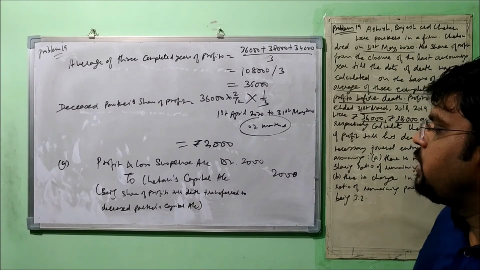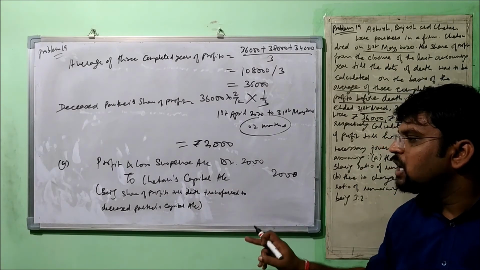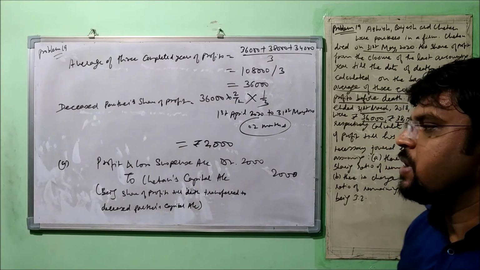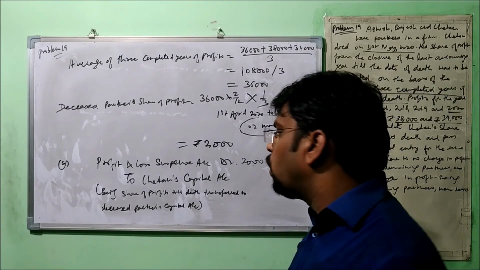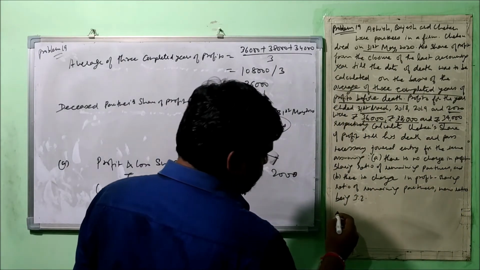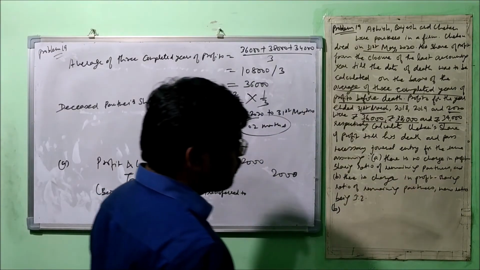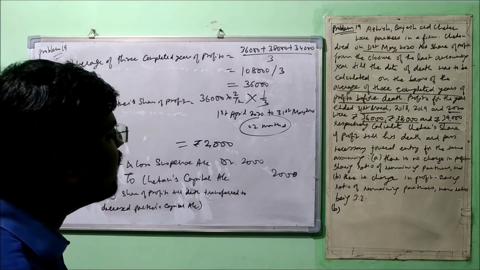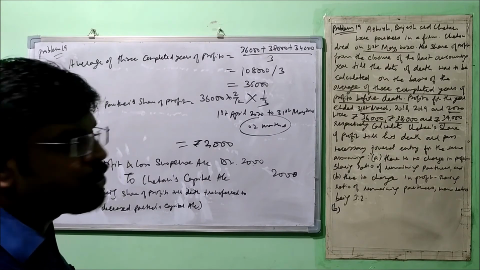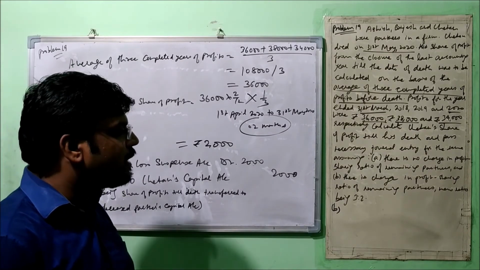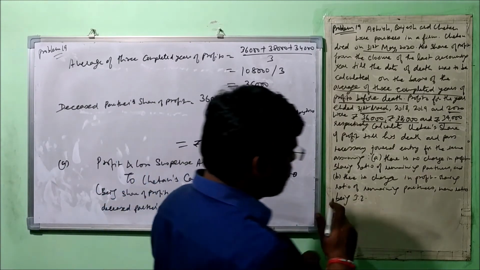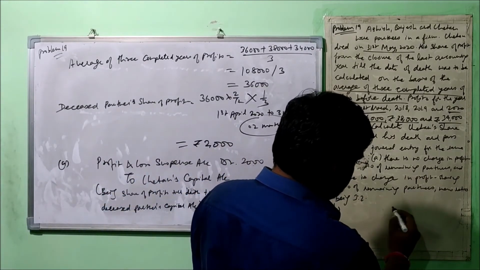Being share of profits till death, transfer to deceased partner's capital account. Understood the point? Now let's go to the second one. I just mentioned it here. There is a change in profit sharing ratio. So very first we need to calculate the gaining ratio. Only then we can pass the entry. Fine. So let's calculate the gaining ratio.